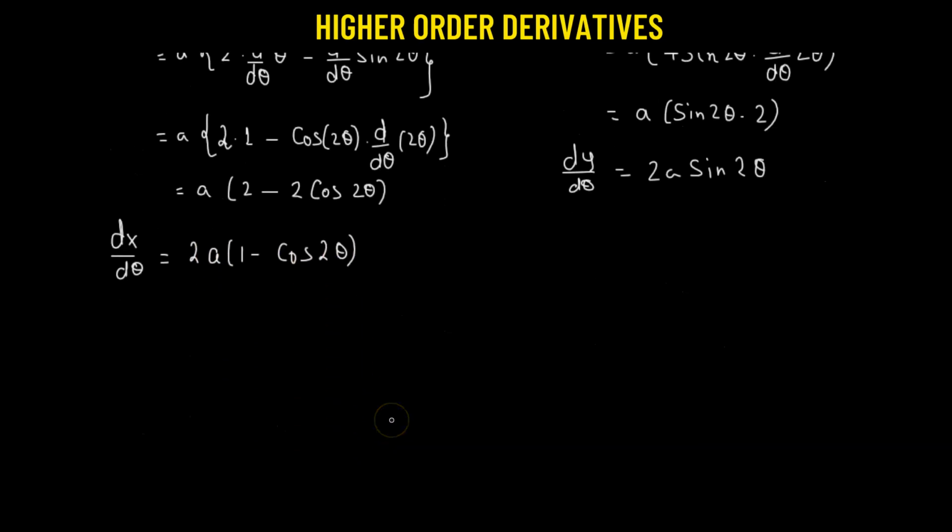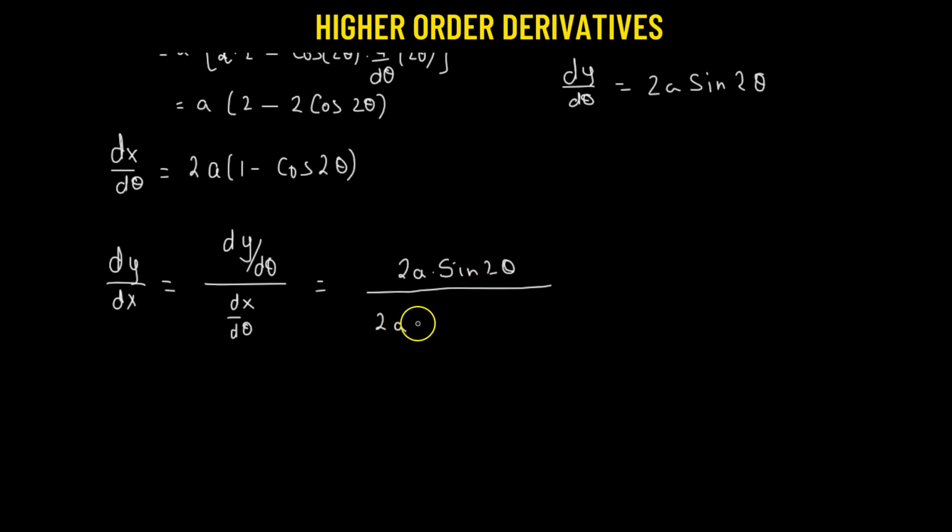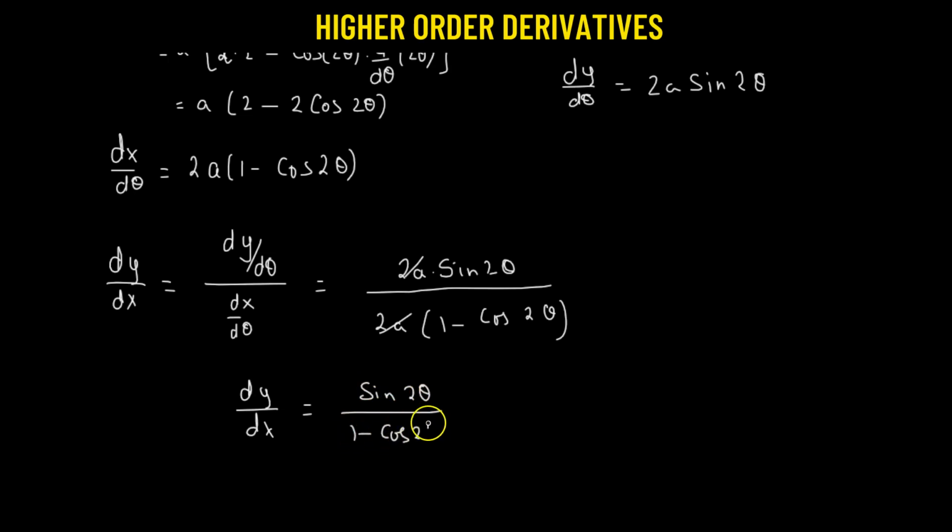Fine. Now we will find dy over dx. That can be obtained by taking the derivative of y with respect to theta and dividing it by the derivative of x with respect to theta. So we have 2a times sine of 2 theta divided by 2a multiplied by (1 minus cosine of 2 theta). Right. So here 2a and 2a get cancelled. This gives us the value of dy over dx, which equals sine 2 theta divided by 1 minus cosine of 2 theta.